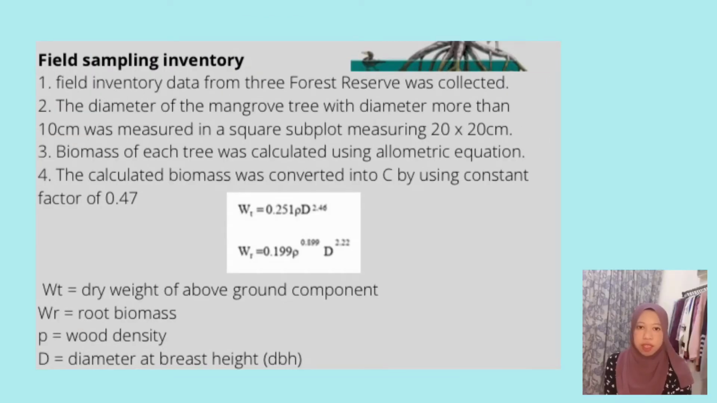Field sampling inventory. First, field inventory data from three forest reserves was collected. The second is the diameter of the mangrove with diameter more than 10 cm was measured in square subplot measuring 20 times 20 m. The third is biomass of each tree was calculated using allometric equation. The last is the calculated biomass was converted into carbon by using constant factor of 0.47.